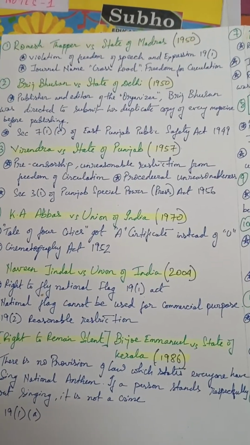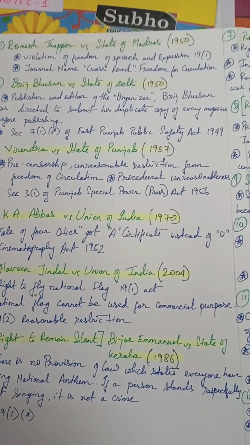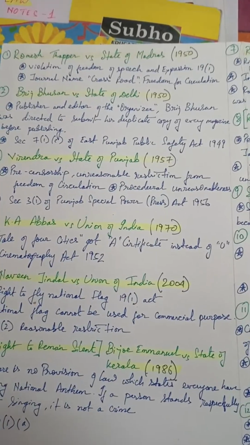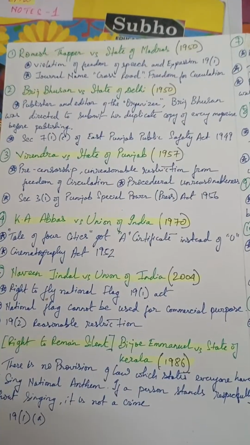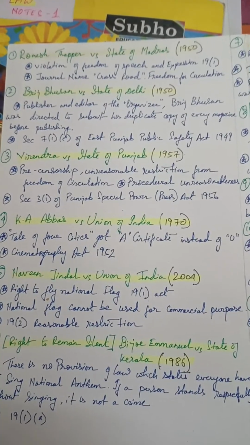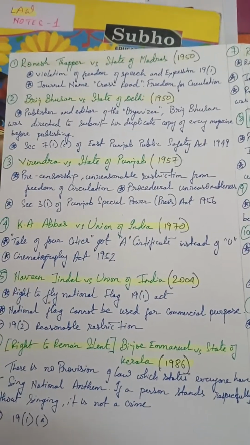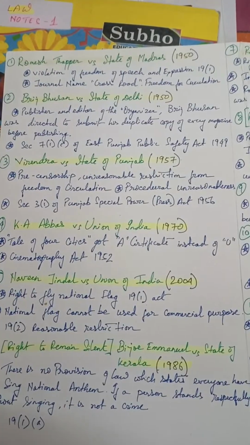So this was Brij Bhushan, also known as Brij Bhushan Sharma versus the State of Delhi. The ruling: the Supreme Court struck this order down, holding that prior restraint on publications is a serious encroachment on the freedom of press, which remains protected under Article 19(1)(a).